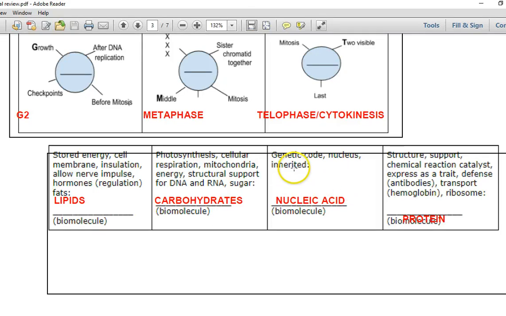Then next, we have the genetic code that is housed in the nucleus of eukaryotic cells. It's inherited. Those are nucleic acids, specifically DNA. Proteins are going to offer structure, support. They're going to make sure that chemical reactions happen. Proteins are expressed as a trait. They're going to provide defense, transport, and ribosomes are made of proteins. So remember, proteins do everything. All the work in the cell is done by proteins.